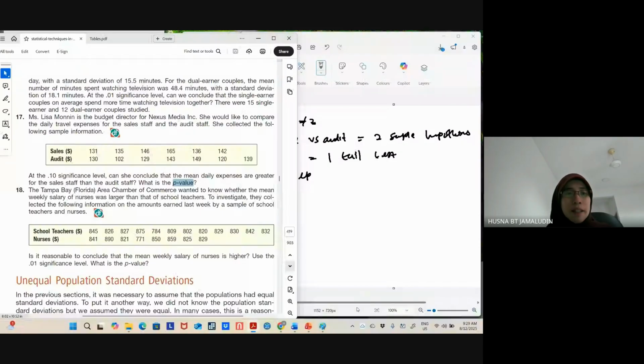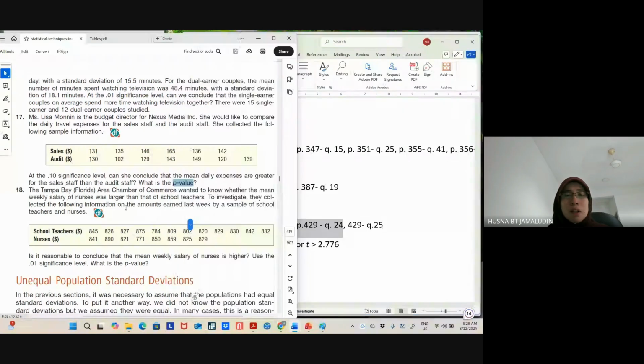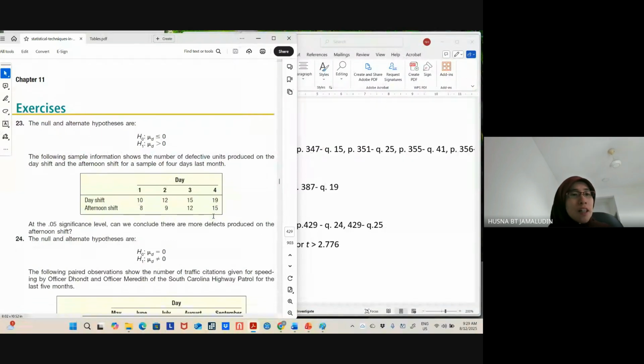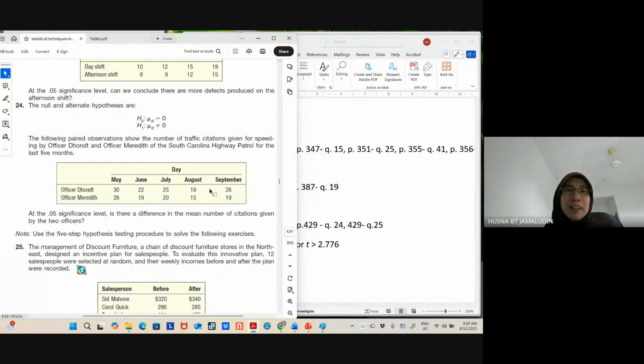Let's just keep moving, because you have to know how to differentiate them. Okay, next question is page 429, question 24. This one. Because this is a question from the textbook, right? So it is easy. They already mentioned the null and alternate hypotheses. So you can see that this is a mean difference. So mean difference means this is an example of dependent samples.